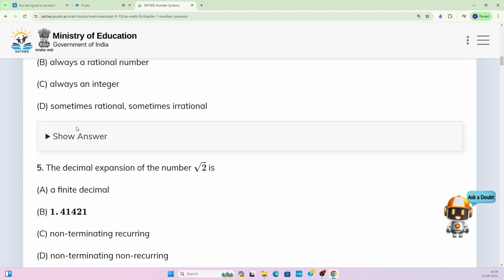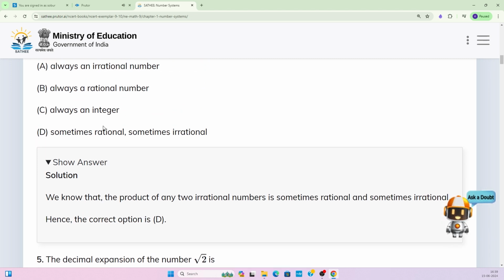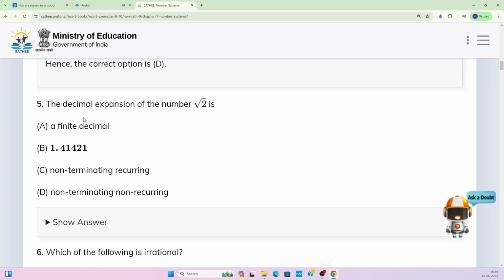First of all, we know that the product of any two irrational numbers is sometimes rational and sometimes irrational. Hence the correct option is option D. So now let us move to the next problem.